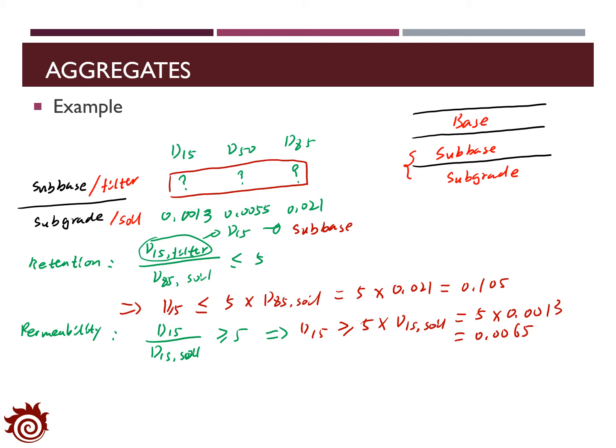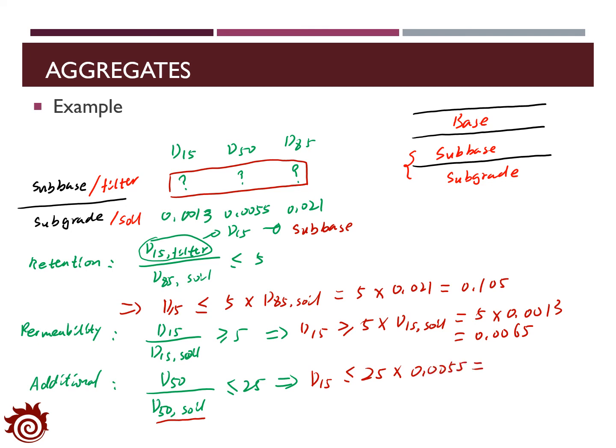At last, we can check the additional criterion. That is D50 over D50 soil. It's less than 25. So that is D50 is less than 25 times D50 soil is 0.0055, which will give you the value as 0.138.